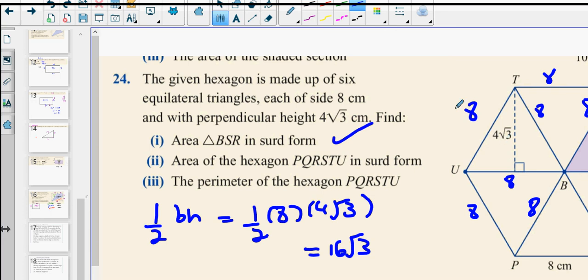The area of the hexagon in surd form. How many triangles make up the hexagon? So multiply your answer by 6. 16 root 3 multiplied by 6. 96 root 3. Yeah. Is that alright? The perimeter of the hexagon. Sorry, the perimeter is just add all the 8's together, isn't it? Yeah. 6 times 8. 48. Alright, that's pretty disappointing actually. Thought I had something good going on there and it just wasn't.